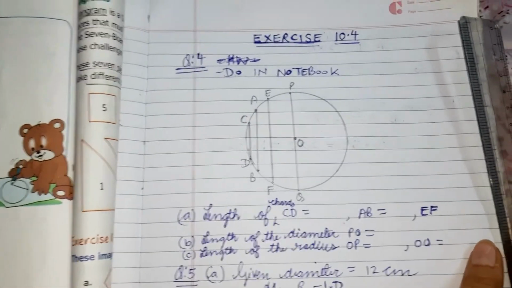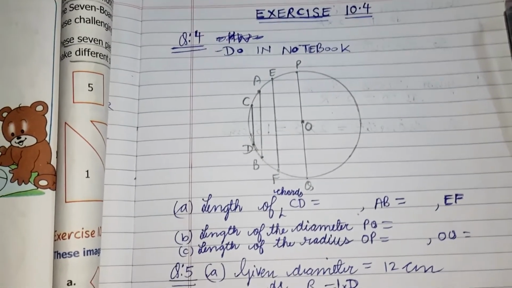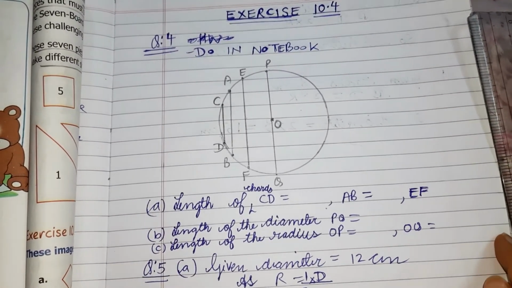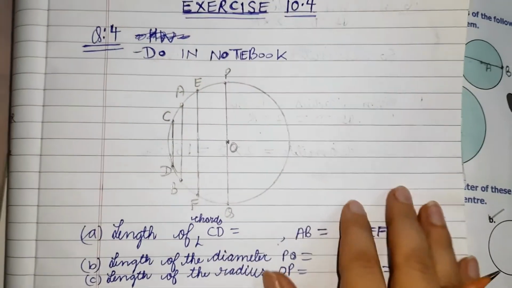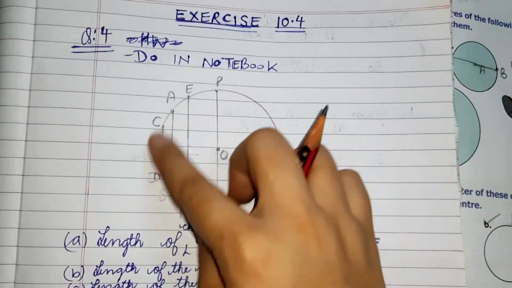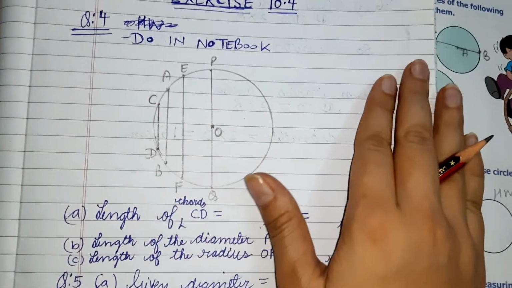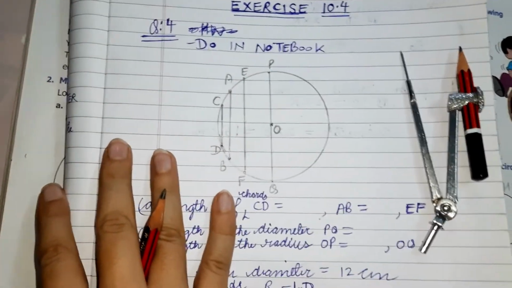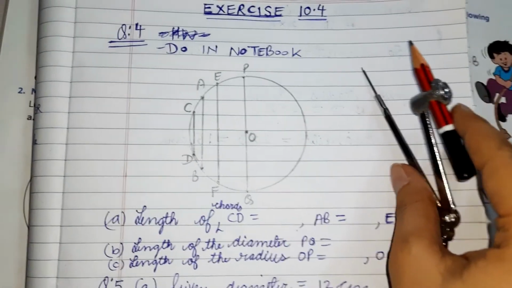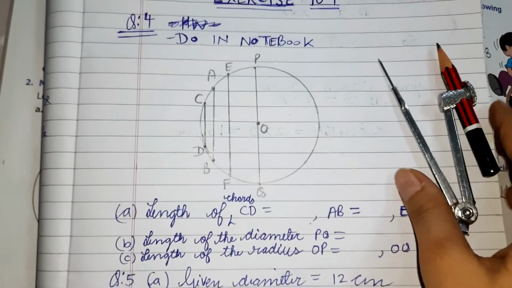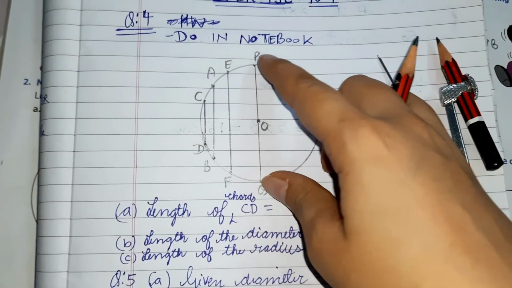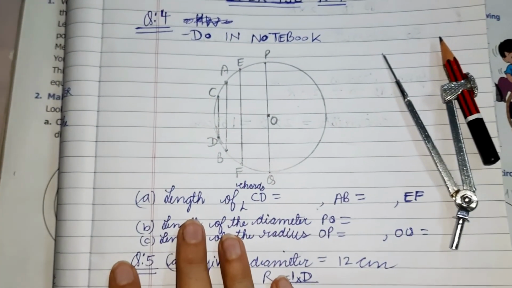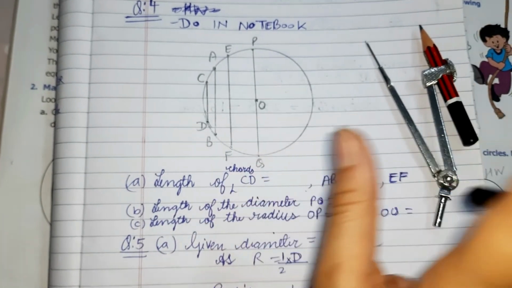Alright students, so I hope you have understood. Your homework is up till question number 4. Alright children, remember that this circle which I have drawn for you is only for your reference. You yourself will draw this circle or any circle in your notebook. Okay, then you will measure the different lengths of the chord, diameter, radius, and then you will write the answers in your fair notebook. Okay, this is just for your reference.